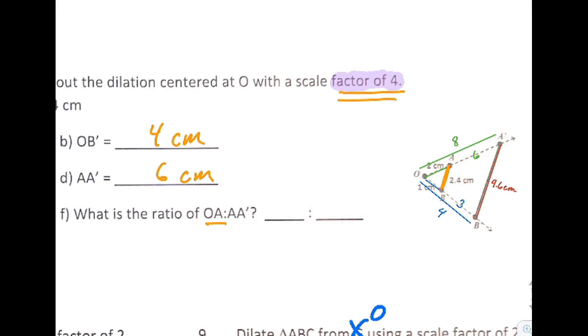And the ratio of OA to AA prime. OA is 2. A to A prime is 6. So it's 2 to 6, which reduces to 1 to 3.